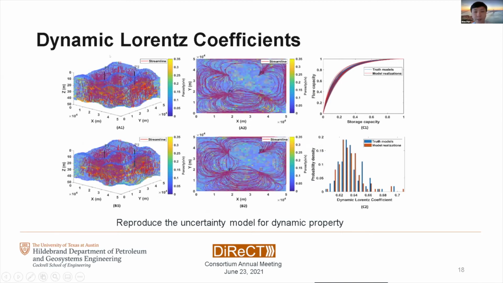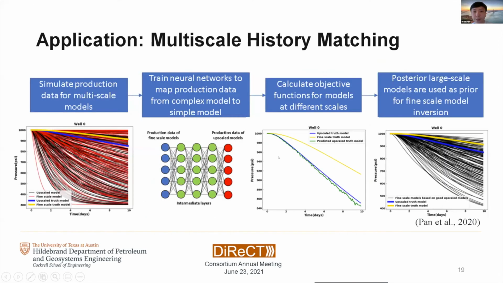We also checked the uncertainties of our dynamic properties reproduction. As we can see, the streamlines and the dynamic Lorenz coefficients from the truth model and the model realizations are very similar, which indicates that our machine learning-based approach reproduces uncertain models for those dynamic properties.